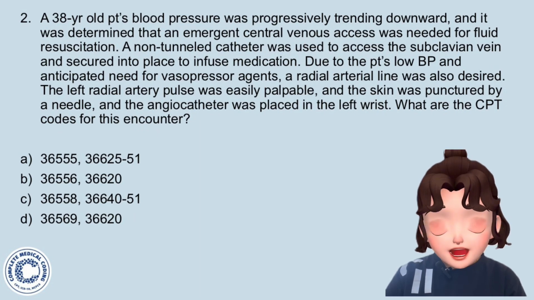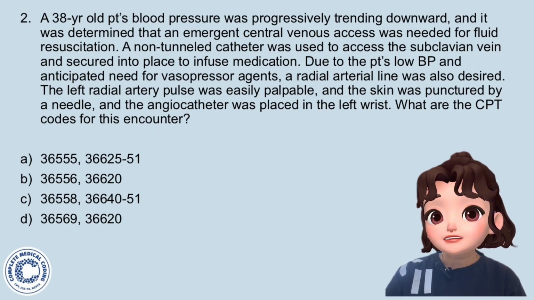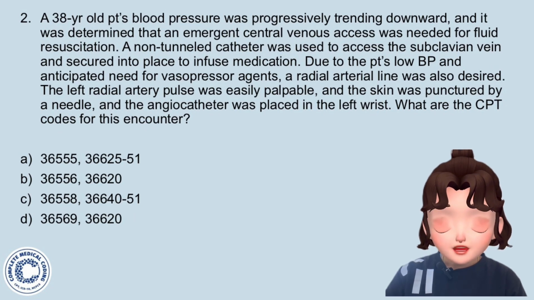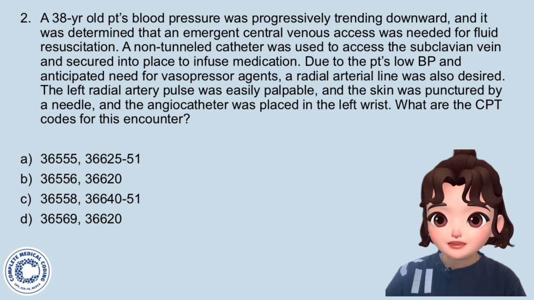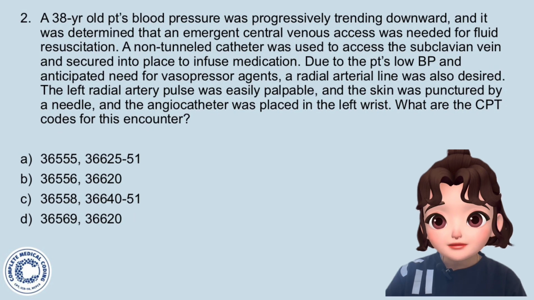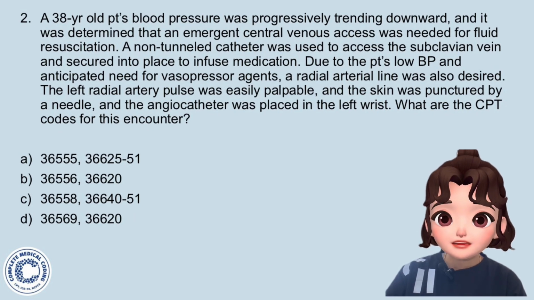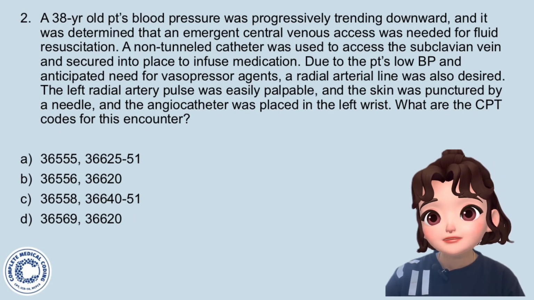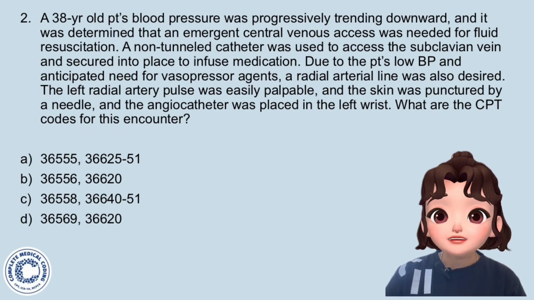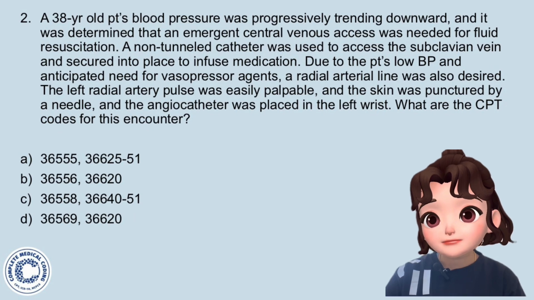This means angiocatheter, arterial. The left radial artery pulse was easily palpable and skin was punctured by a needle and angiocatheter was placed in the left wrist. So the catheter was used. Arterial catheterization is a procedure here. Angiocatheter since it is mentioned. So 36620 is the correct one. Let's see the other codes for arterial catheterization, which is mentioned in the question.